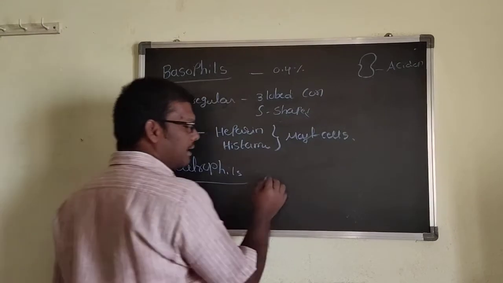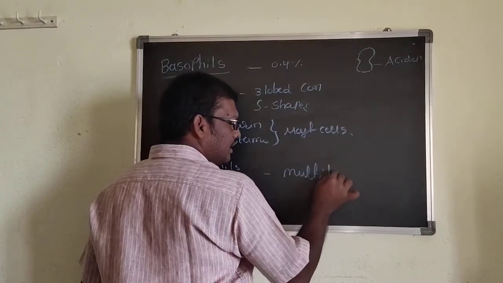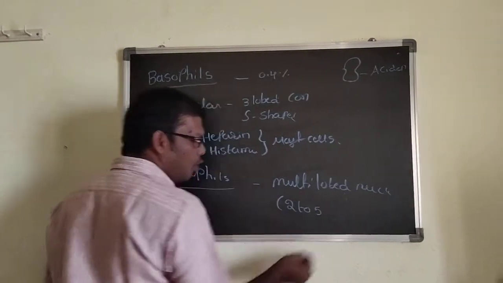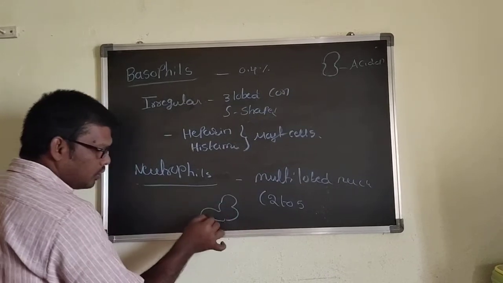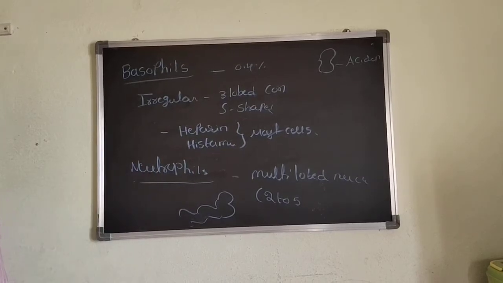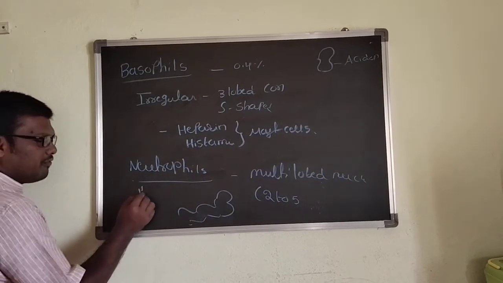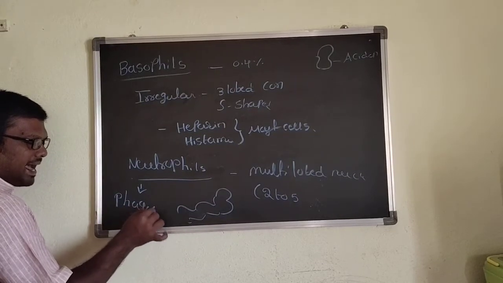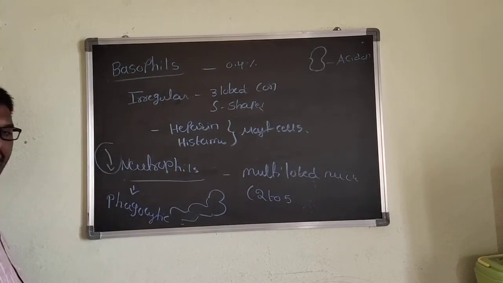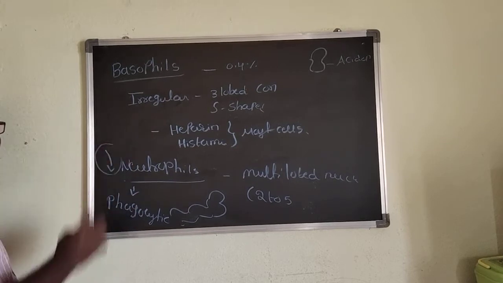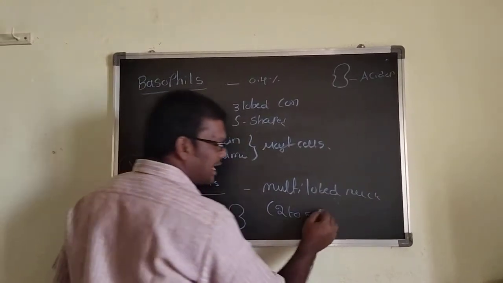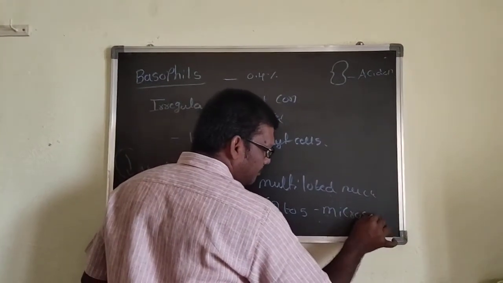Neutrophils have a multi-lobed nucleus. That is a 2 to 5 lobed nucleus, which can be seen in the neutrophils. And very important, neutrophils have a phagocytic nature. Phago indicates eating. It means if any foreign particle enters the body, the neutrophils can attack that foreign particle. That is called phagocytic nature.